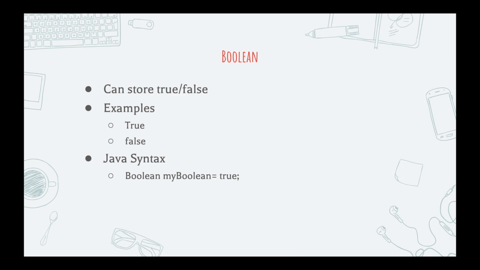And the Java syntax is going to be boolean, myBoolean. That's my identifier that I called it because I thought it would be cool. myBoolean is equal to true. And that's really all to it. Now, if you want to make it false, you can make it false. That's how you declare it.